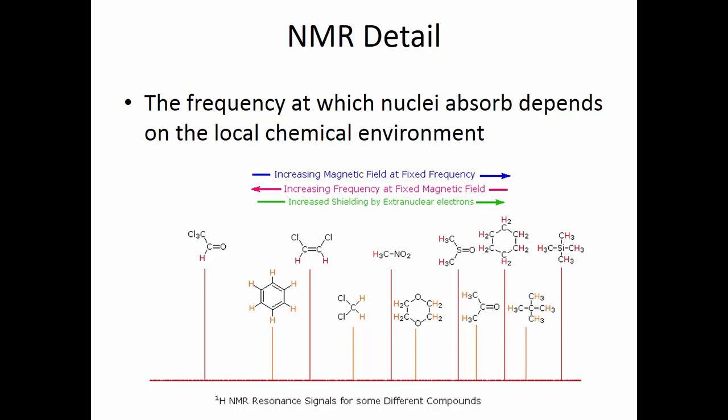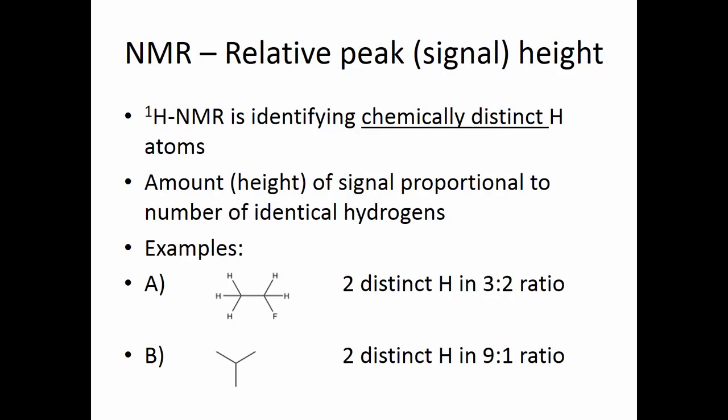So we look at the frequency at which nuclei absorb. I'm talking about adsorption, but nuclei absorb depending on the local chemical environment. And so what are their neighbors? We look at hydrogens. This is hydrogen NMR. We look at what the neighbors of these hydrogens are, and that tells us where these peaks are going to be. We didn't really get into that, but knowing the neighbors does tell us something about the multiplicity of peaks, which we did talk about as well.